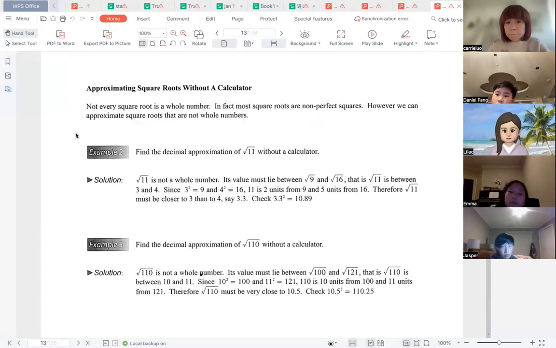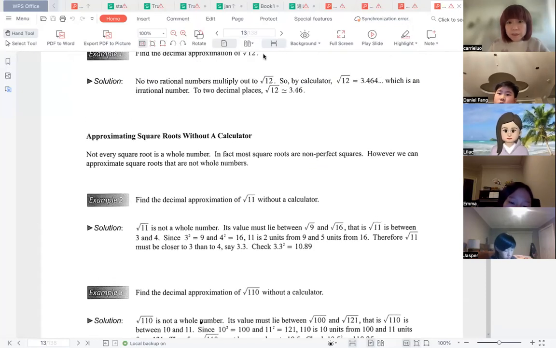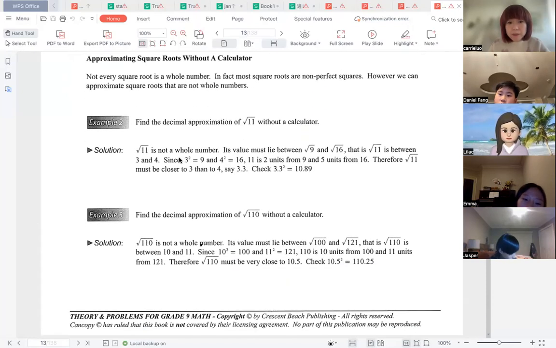Understand, everybody? Do you understand what I'm talking about here? Lilac, Daniel? Okay, so let's take a look at some questions. Find the decimal approximations of square root 11 and square root 110. I want you to try to do it yourself. I'm going to block the answer and you're going to do it yourself.